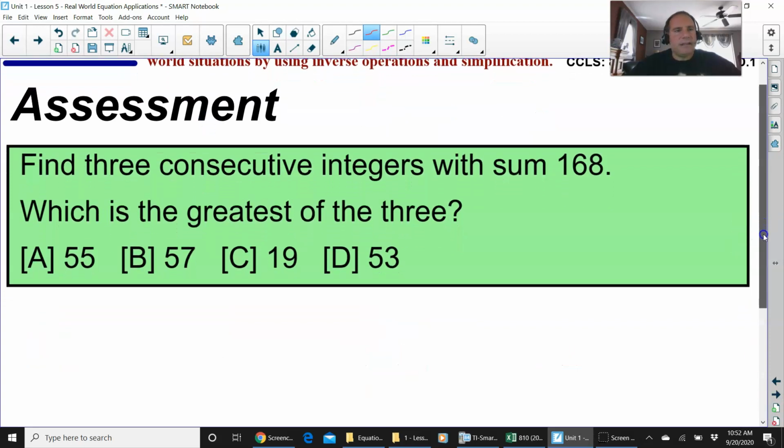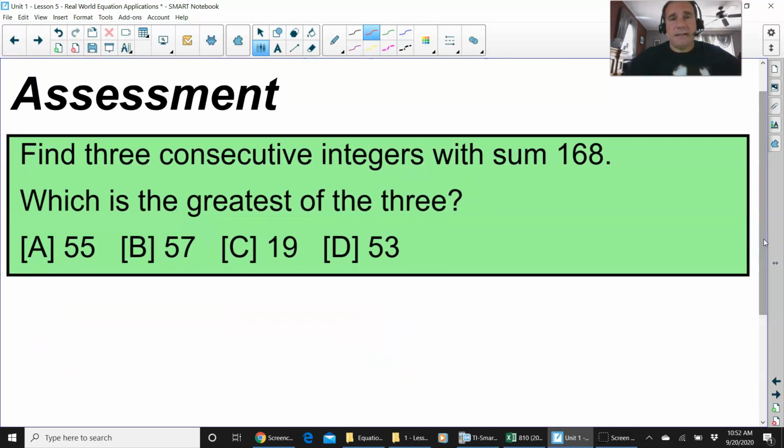So here's an assessment. Find 3 consecutive integers with the sum of 168. What's the greatest of the 3? So go ahead, give this a try. Remember, this is 3 consecutive integers, not odd, not even. Set up your key first and then work through the problem with the equation, solve it, and then find out what the greatest of the 3 is. All right, press pause and try the problem now.